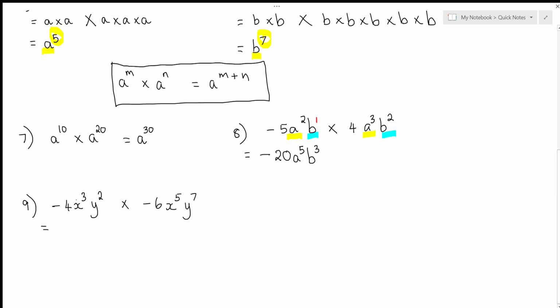Okay, right, let's begin. A negative times a negative will give us a positive. 4 times 6 is 24. X to the power, how many x's do we have here? We have 3 here plus 5, and that would give us 8 altogether. And y to the power of 9. I hope this makes sense to you.